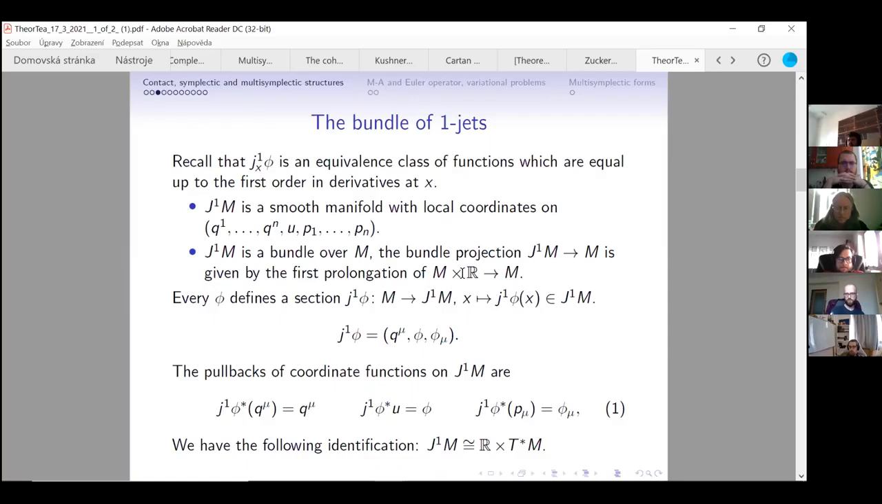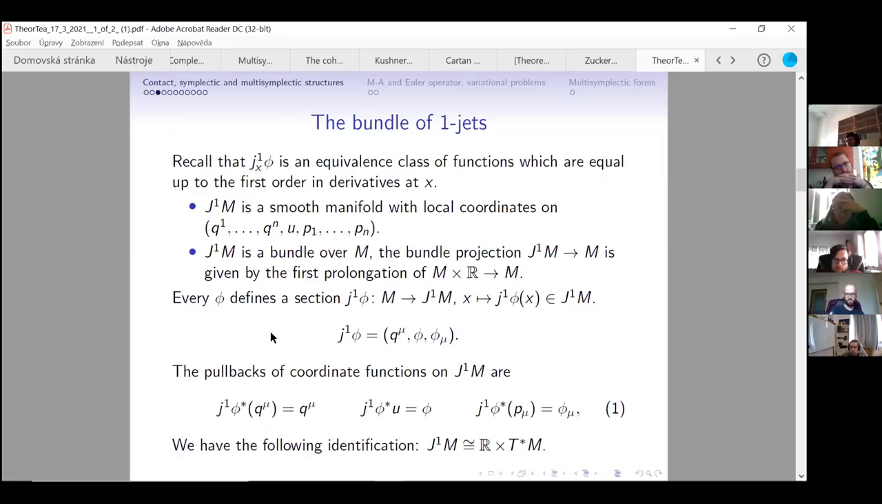We can consider the first prolongation, and this will be the projection from the space of all one-jets of smooth functions over M down to M. This is a very general thing that holds. A similar idea holds also for higher jets, and there is some sort of hierarchy of projections, but we will not be dealing with higher jets at all, and this is the setup we'll be fixed on.